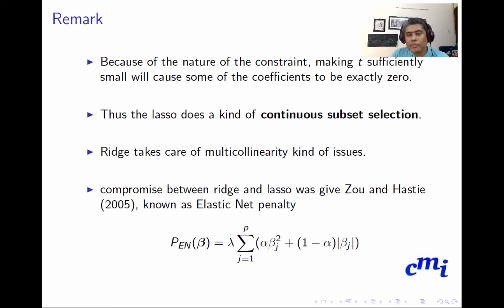One of the problems with ridge regression and lasso regression is that ridge regression does take care of the multicollinearity issue, but it does not take care of feature selection. Lasso regression, on the other hand, does very good feature selection, but it does not take care of the multicollinearity issue that much. So Zhao and Hastie in 2005 developed something called elastic net regression, or the elastic net penalty. They put the penalty in this structure, and it turns out elastic net does take care of both feature selection as well as the multicollinearity issue.